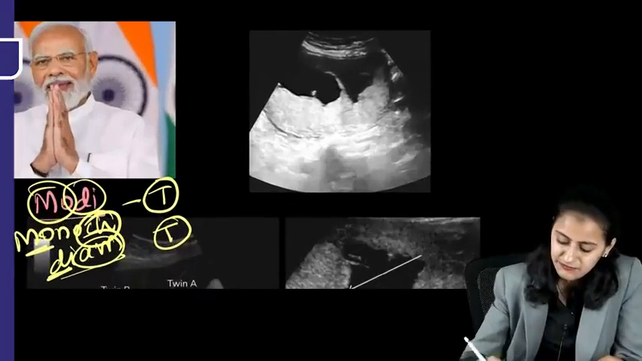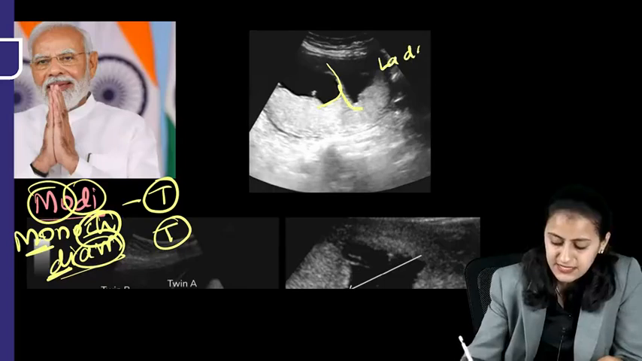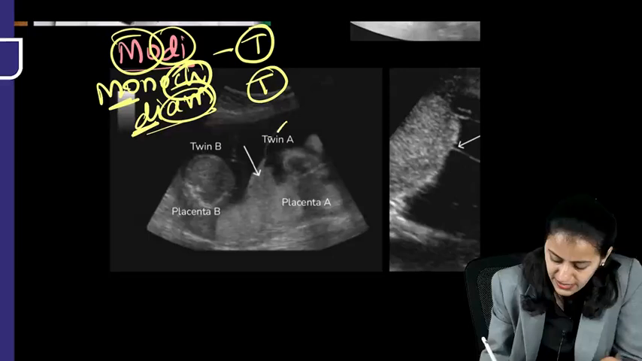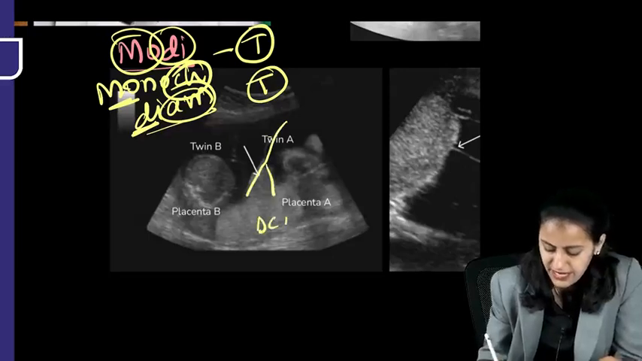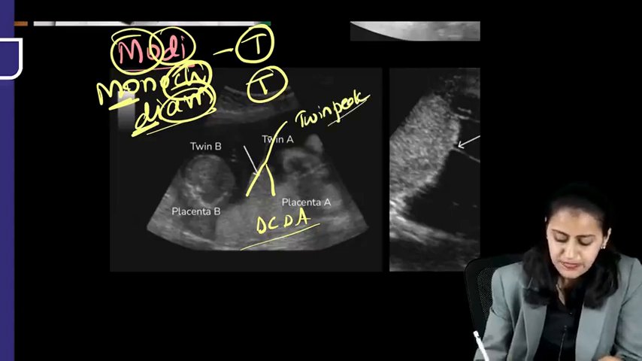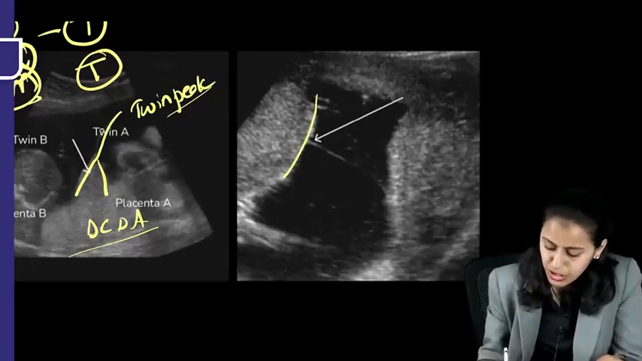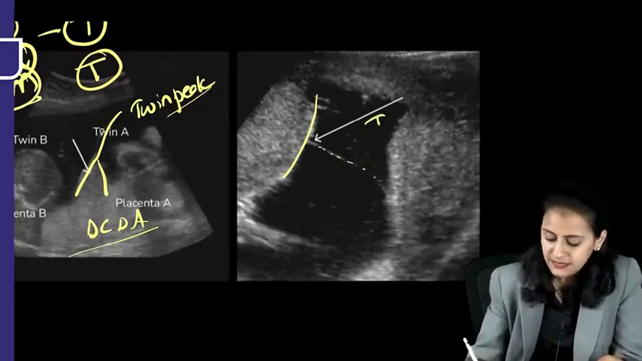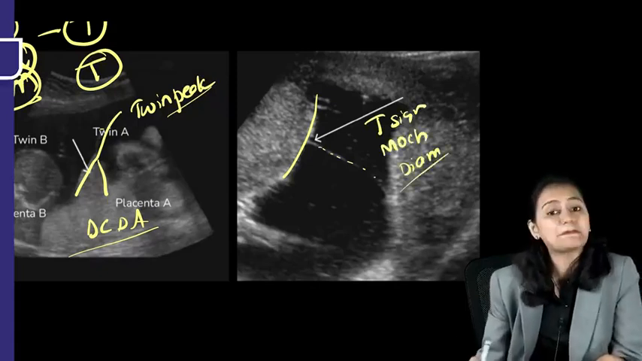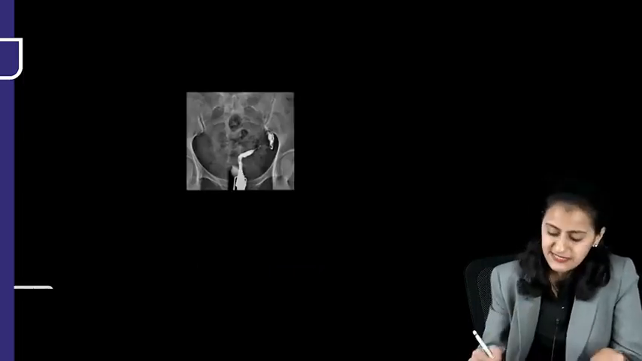So what are we seeing here in the first image? The thick separating membrane with the lambda sign, this is dichorionic, diamniotic. This one here again is the lambda sign, suggestive of dichorionic, diamniotic. The lambda sign is also called the twin peak sign. Next one, this is a monochorion with a thin separating membrane. This is the T sign. T is monochorionic, diamniotic pregnancy, right? Monochorionic, diamniotic pregnancy.